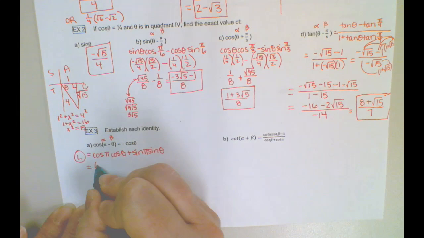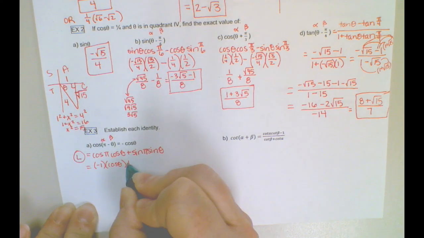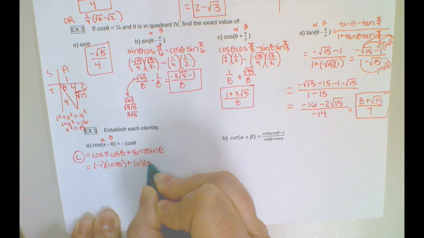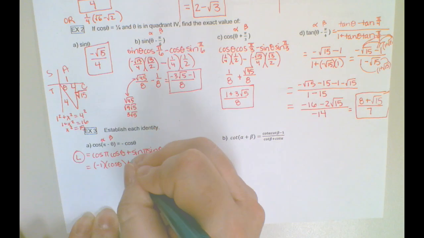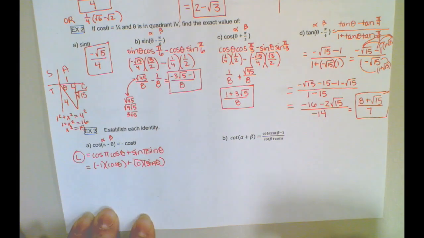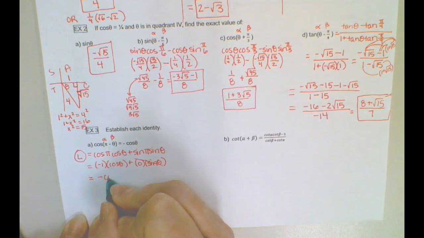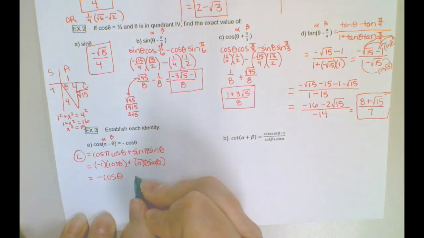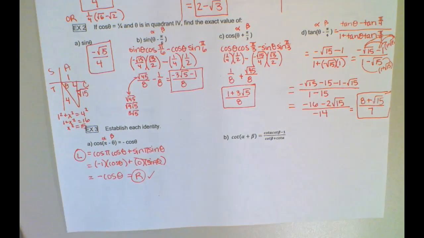So I've got -1 times cosine theta here. Over here, I've got 0 times sine of theta. So 0 times anything is 0, which means these are going to cancel out. That becomes a 0. -1 times cosine theta is the opposite of cosine theta, which conveniently gives us our right side. So we have established the identity.